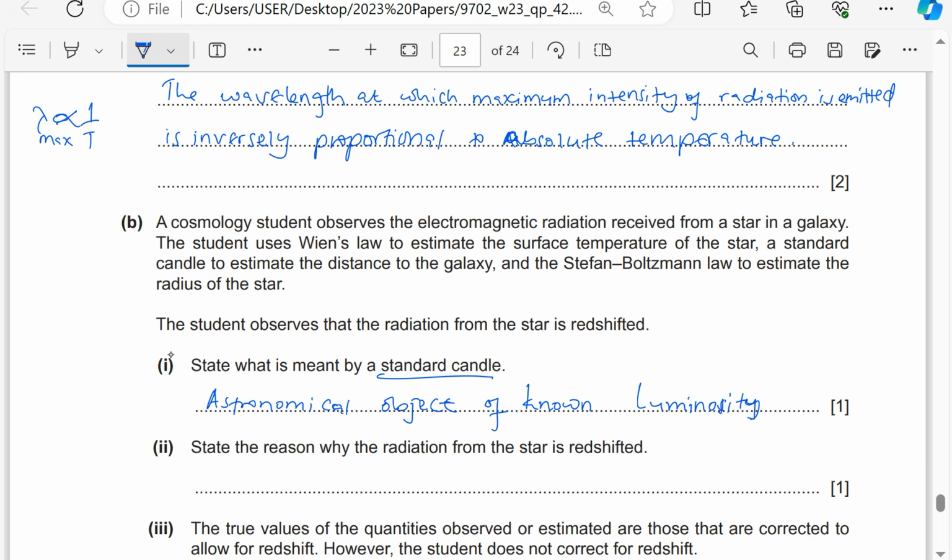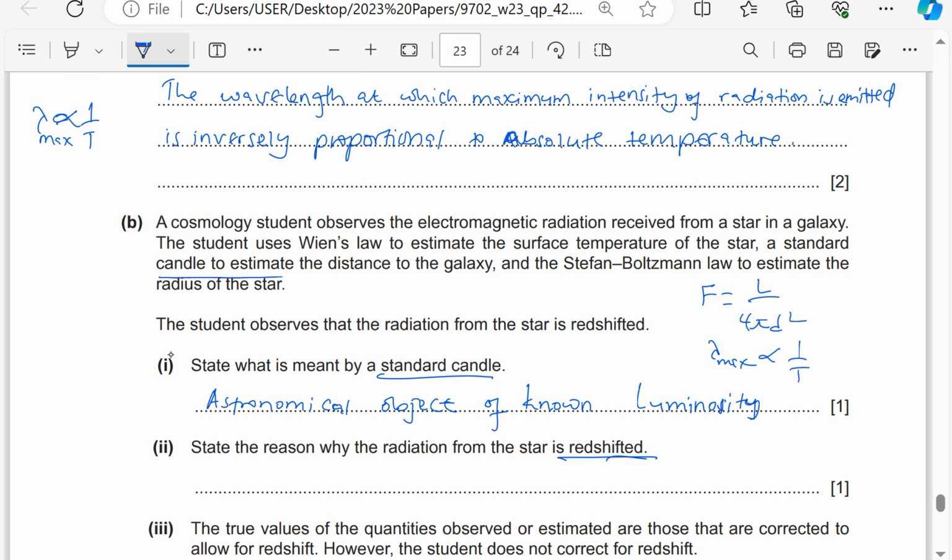State the reason why the radiation from the star is redshifted. A cosmology student observes the electromagnetic radiation received from a star in a galaxy. The student uses Wien's displacement law to estimate the surface temperature of the star, and a standard candle to estimate the distance. So he's using F is equal to L over 4 pi d squared. Wien's displacement law uses lambda max is inversely proportional to temperature.